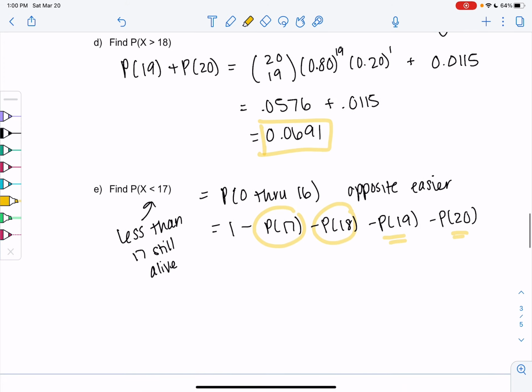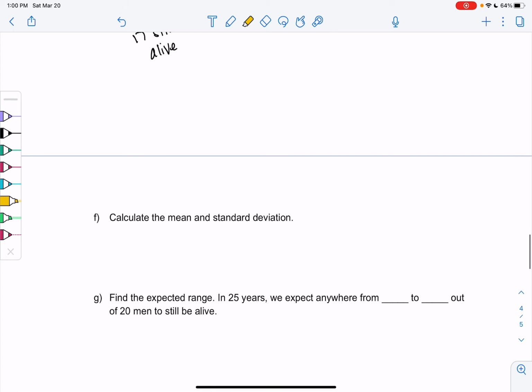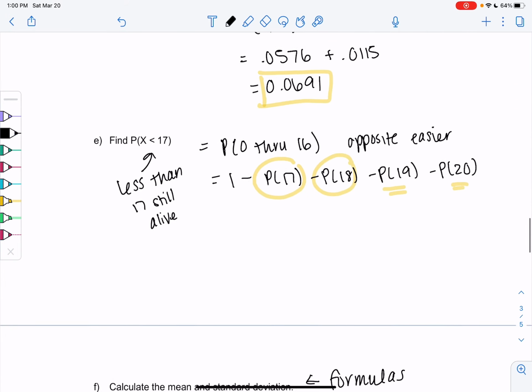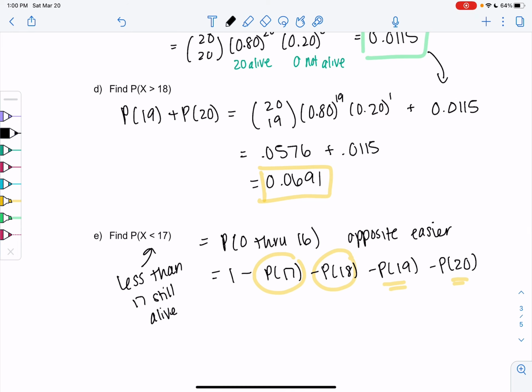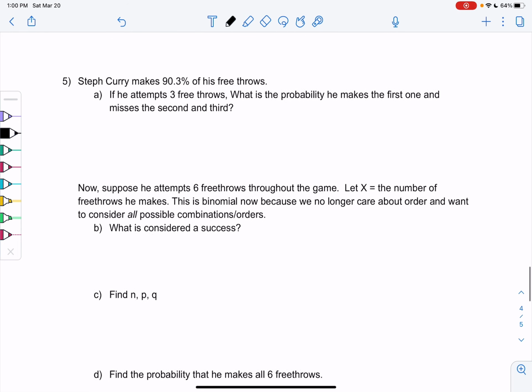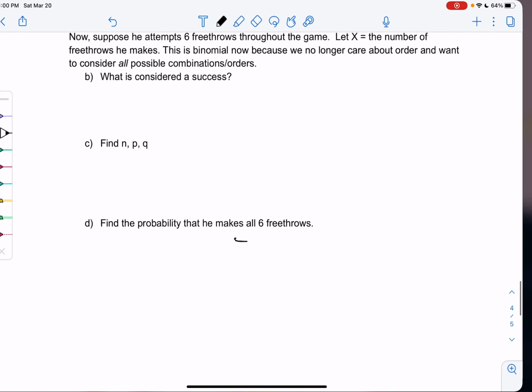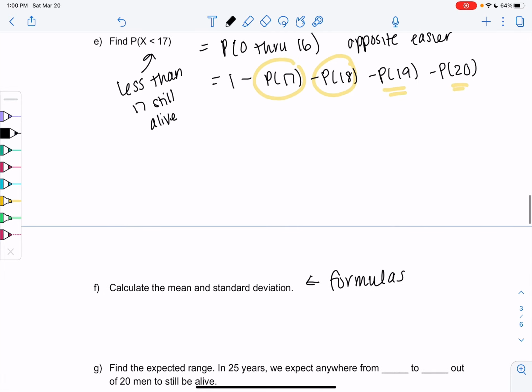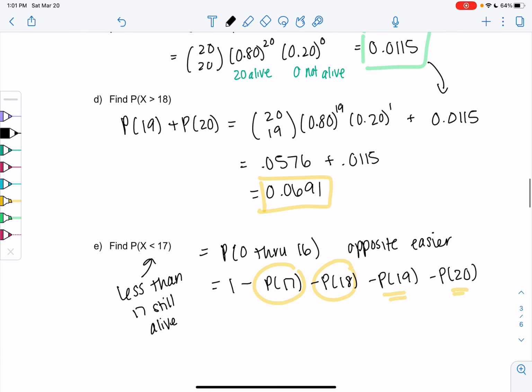So I think that should answer most of the questions. Standard deviation and mean were just formulas. And then expected range we've done so many times, so hopefully we got that one, but let me know if not. But I think the hardest part was figuring out the formula. And then when you get to the Steph Curry example, it's all the same stuff, right? This will be a binomial formula. Binomial, right, at least 5 means 5 or more. So hopefully this helps. The binomial formula is a little intimidating, but I think as we use it over and over, it gets less so.